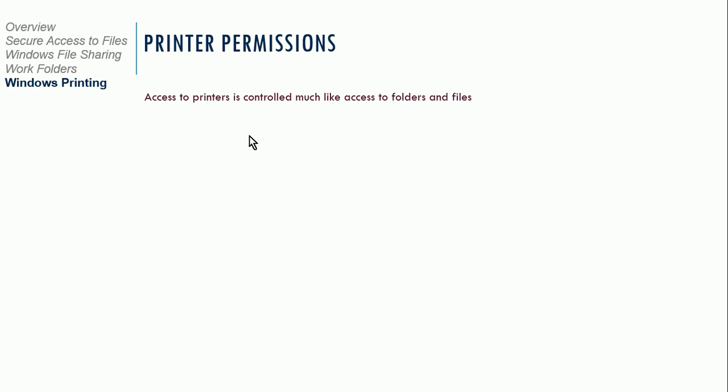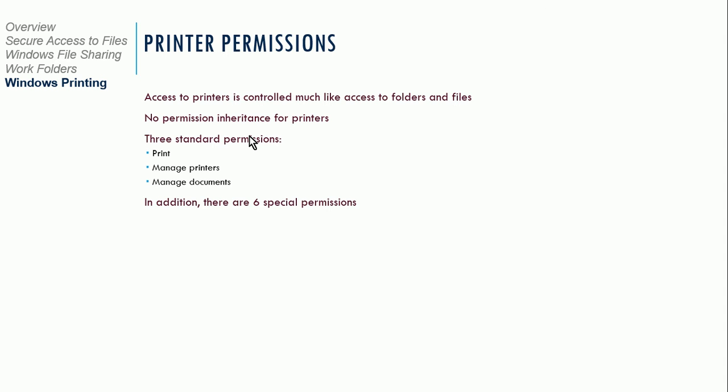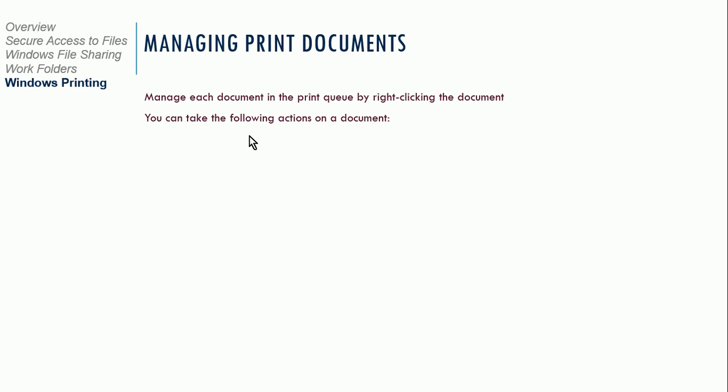With the printer permissions, access to printers can be controlled just like folders and files and file sharing. But there's no permission inheritance for printers. So there's three standard permissions. You can print, manage the printer, and manage documents. There are also 6 special permissions. So managing print documents, you can take the following actions on a document. You can pause a print job. You can resume it if you've paused it. You can restart it. You can cancel it if you no longer want to print, and you can check the properties on the printer.